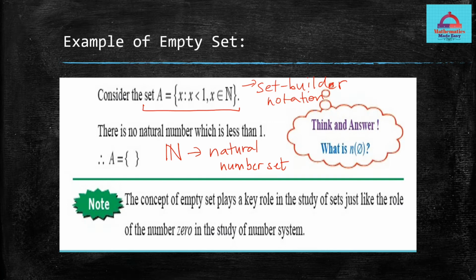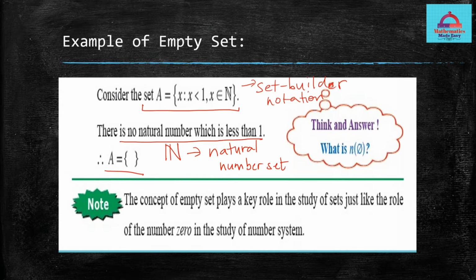I'm sure you know what the smallest natural number is. Yes, you're right, that is 1. So there cannot be any natural number which is less than that. Therefore, this set A is going to be an empty set. There is no natural number which is less than 1, which makes set A an empty set. So that was an example, and I have a note here for you. The concept of the empty set plays a very important, key role in the study of sets, just like the role of the number 0 in the study of the number system. So it is something very important that you should remember.